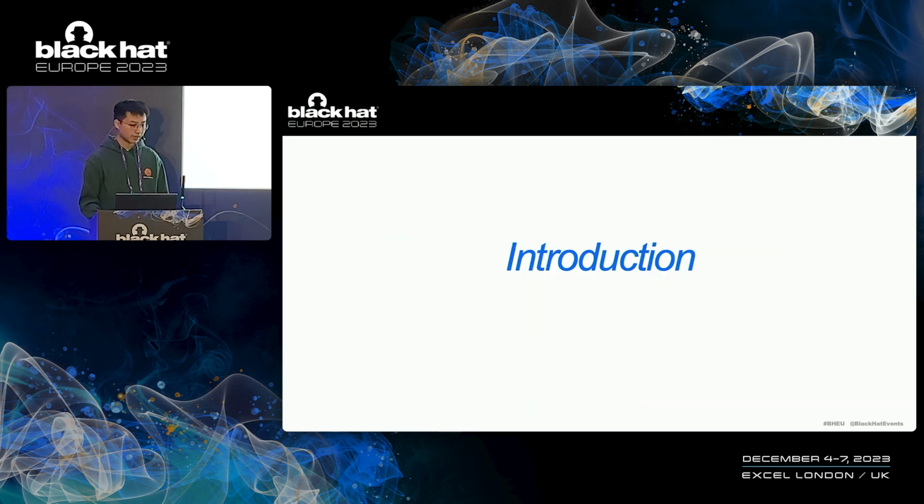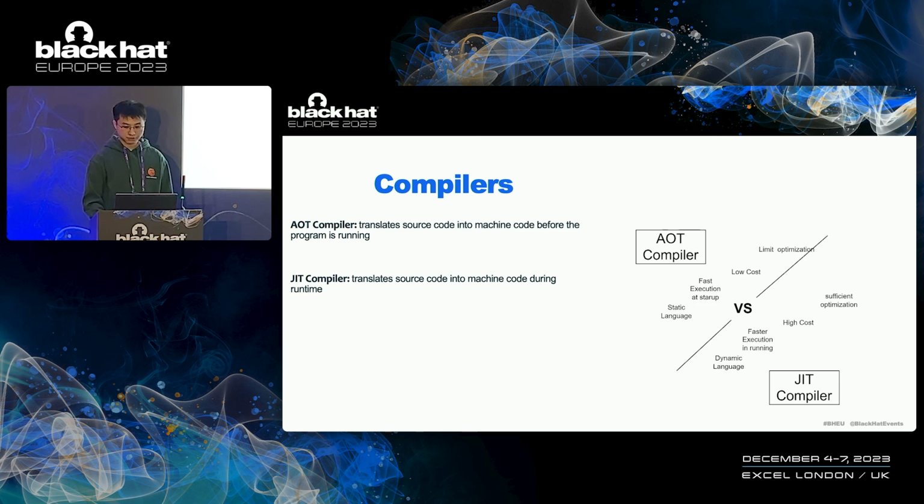First of all, let me introduce our research target, Maglev compiler and related knowledge. There are two typical compilers. One is AOT compiler, also known as static compiler. It translates the entire source code into machine code before running the program. They are commonly used in static languages such as C and C++. It has a low cost on memory.